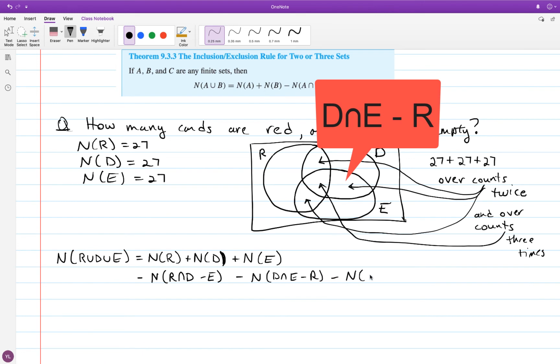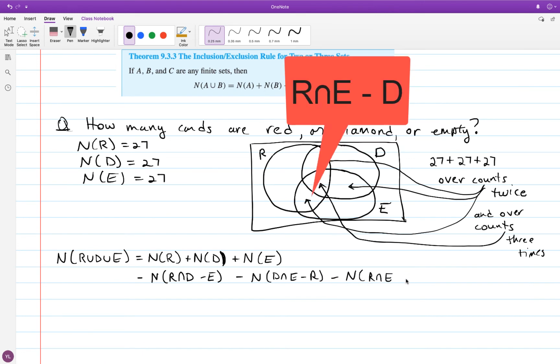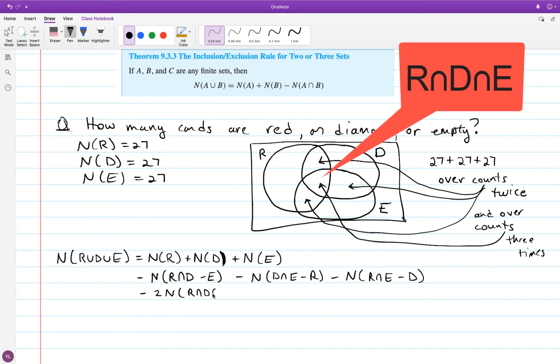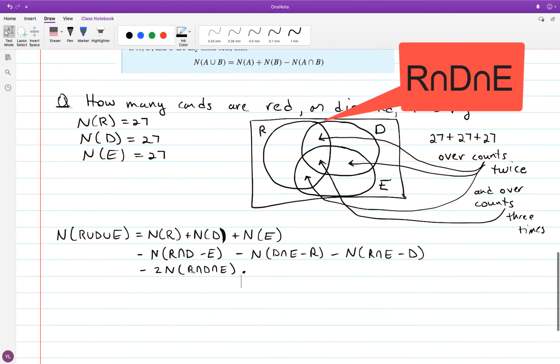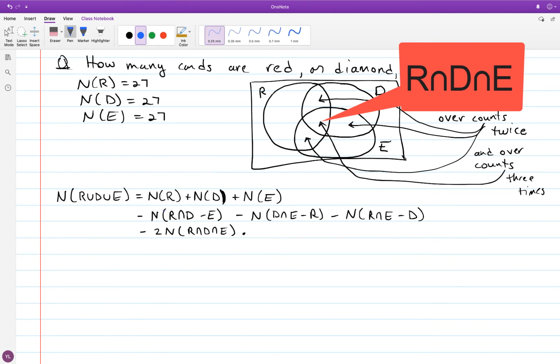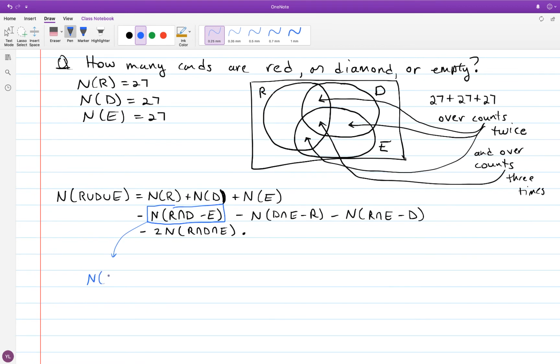So if you look at R intersect D, but subtract off E, the very centerpiece, then that is a segment of the Venn diagram that got counted twice. And same with D intersect E, subtract R, that's the segment to the right that was overcounted twice. And then R intersect E minus D. And then I understand that I need to then subtract off 2 times the number of cards that are in the very center intersection, because I have counted those cards a total of 3 times, and I only want to count them once.